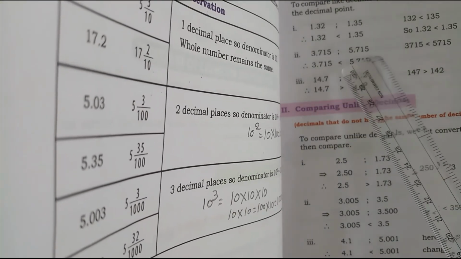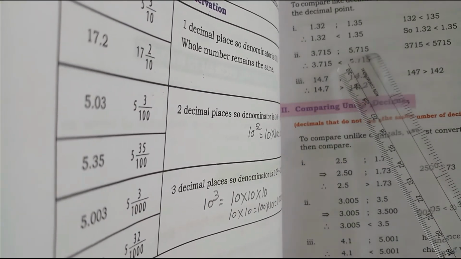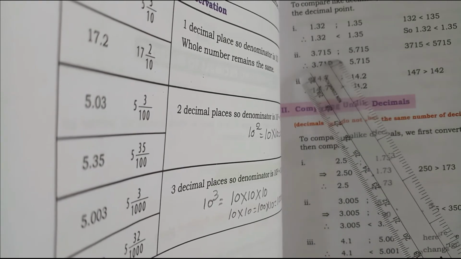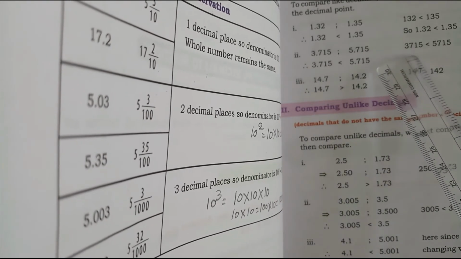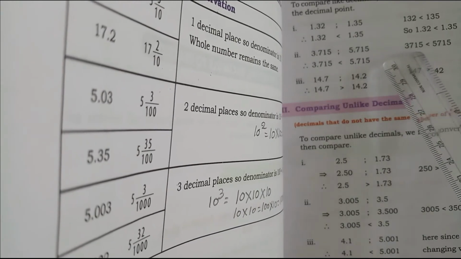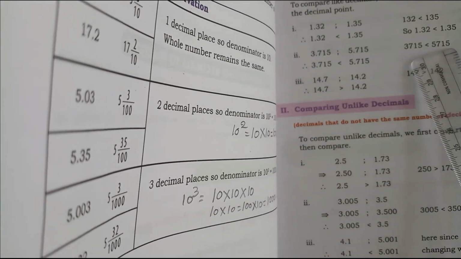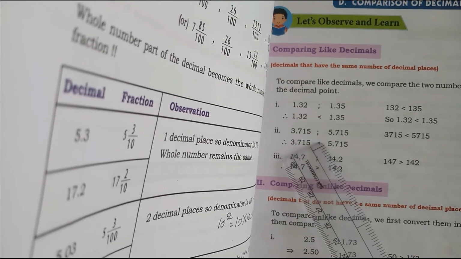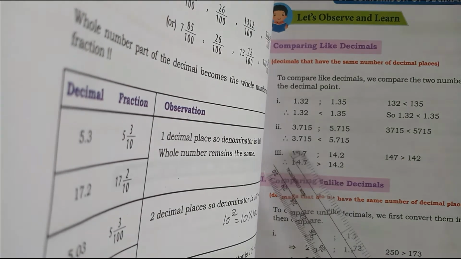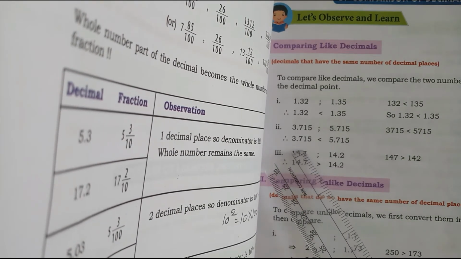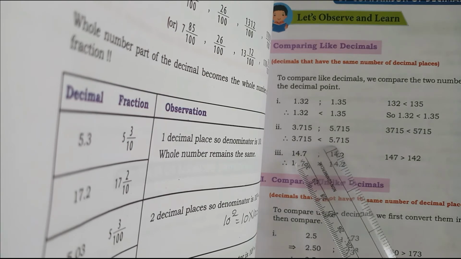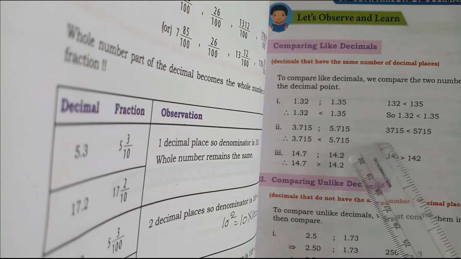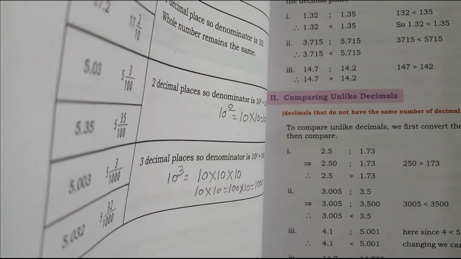Now the next example, 3.715 and 5.715. Remove the decimal points and read them as 3715 and 5715. 3715 is less than 5715. So with the decimal places, we write 3.715 is less than 5.715. Likewise, observe the rest of the sums from the given textbook.